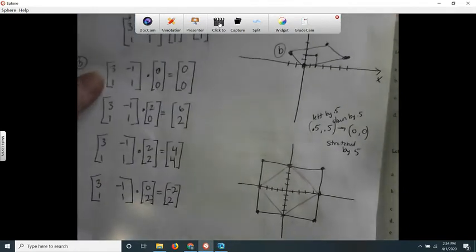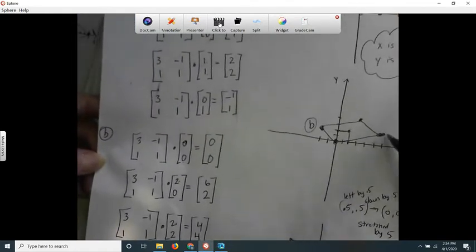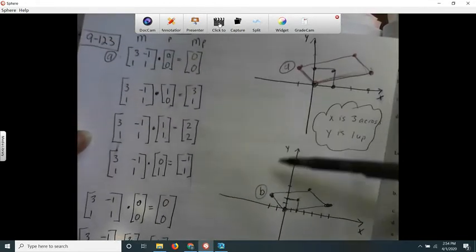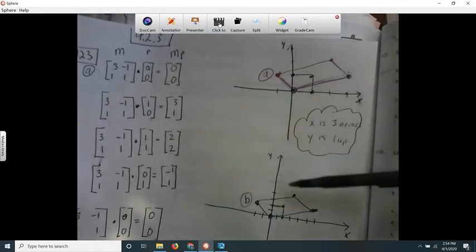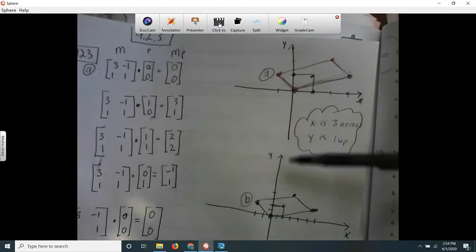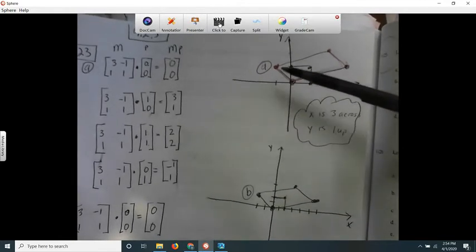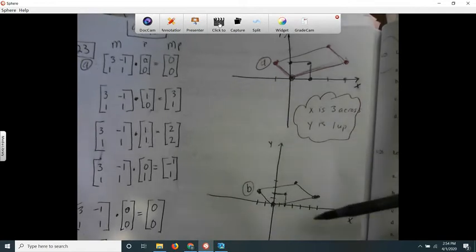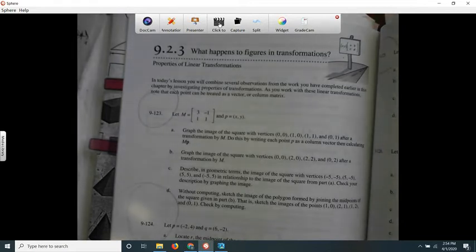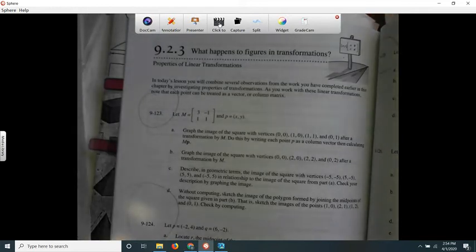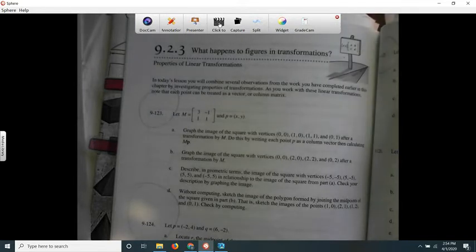So I did A and B. I noticed that for A and for B, I started out with squares. This was a 1 by 1 square and a 2 by 2 square, but I started out with squares and I ended up with parallelograms. Very interesting. You were supposed to be doing this on your own and discovering it, and you can go ahead and try these on your own. You can stop the video and try them, and then start the video up again if you want.